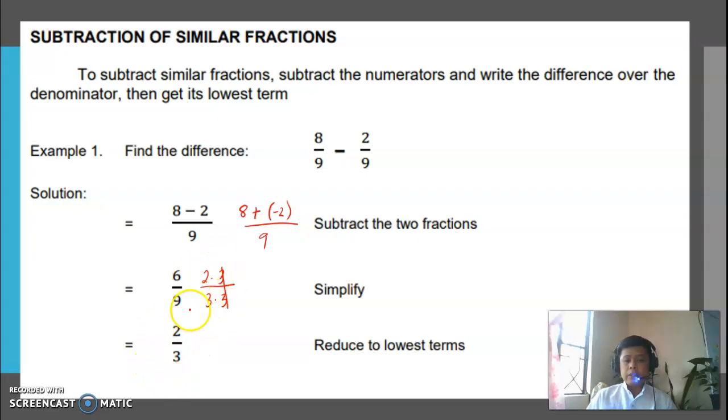2/3 ang magiging sagot. Or, pwede naman, isipin ng number na pwede mag-divide sa 6 at saka sa 9. Di ba, pwede sila i-divide ng 3. So, 6 divided by 3 is 2. 9 divided by 3 is 3.